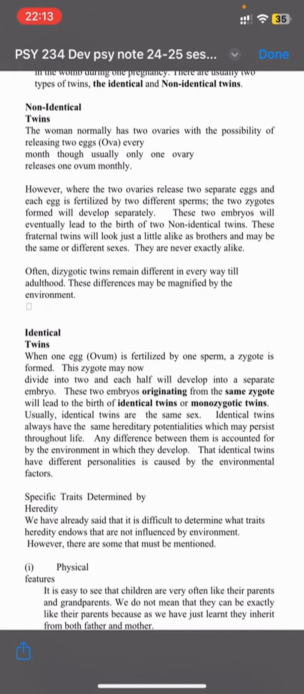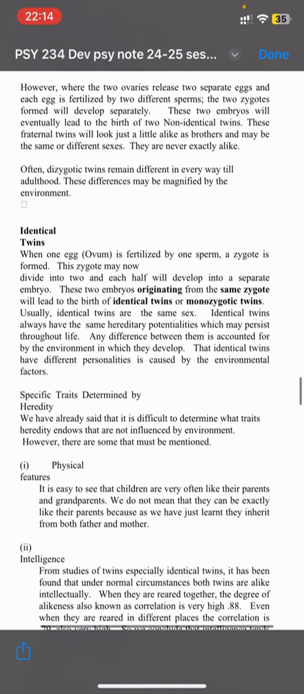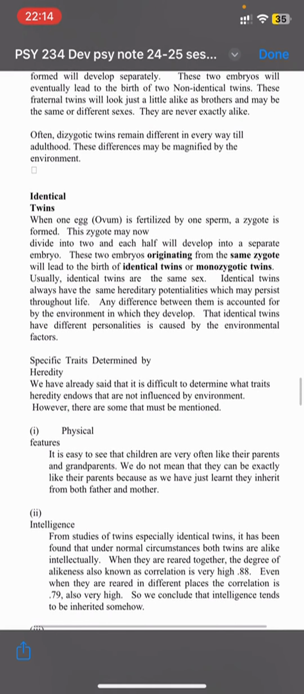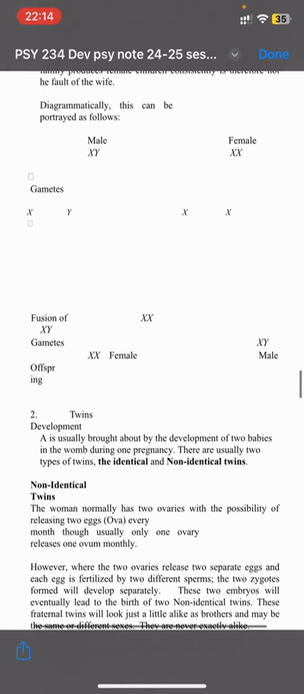This difference may be magnified by environment. Magnified by environment means if the environments are drastically different, the children will be even more different. Now, identical twins: this is a case where one sperm cell fertilizes one egg, but that egg divides into two, making monozygotic twins. So any difference between them is accounted for by the environment in which they develop. That identical twins have different personalities is caused by the environment. It's caused by environmental factors. Now, specific traits determined by heredity.